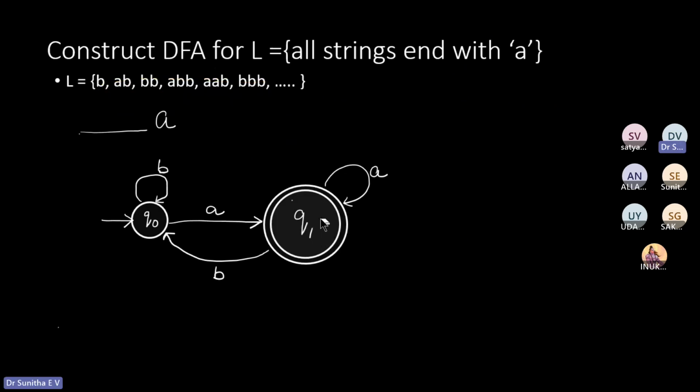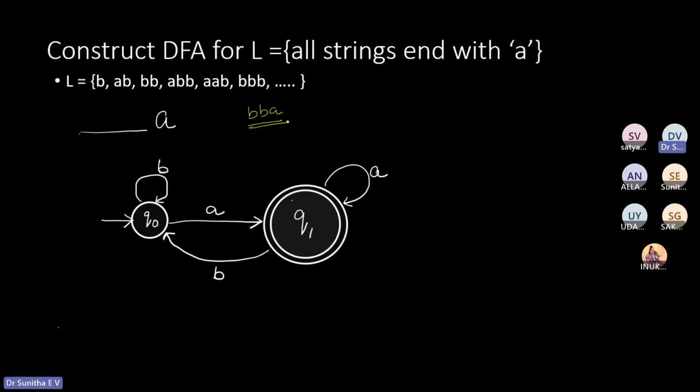Okay, instead of writing the sentences, we write the state name as Q1. That is all. So we can just check whether the machine accepts or rejects a particular string. So if my string is BBA, what happens?